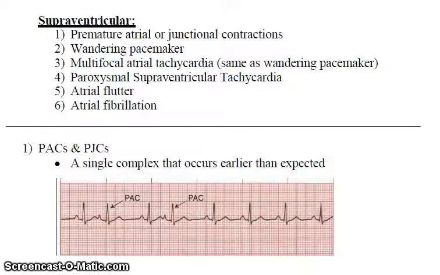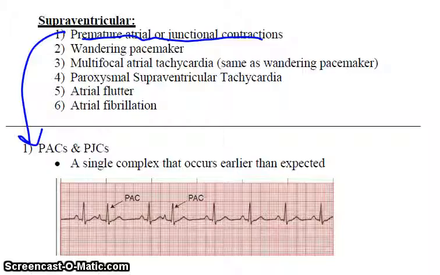We're going to start with premature atrial or junctional contractions. So these are PACs or PJCs, premature atrial or junctional contractions. So that's what we're starting with. And that is just basically a single complex that occurs earlier than expected. And then here's a rhythm strip demonstrating PACs. So they're just normal complexes, but they're just earlier than they should be.